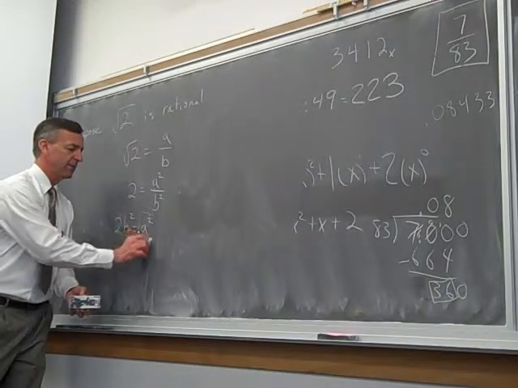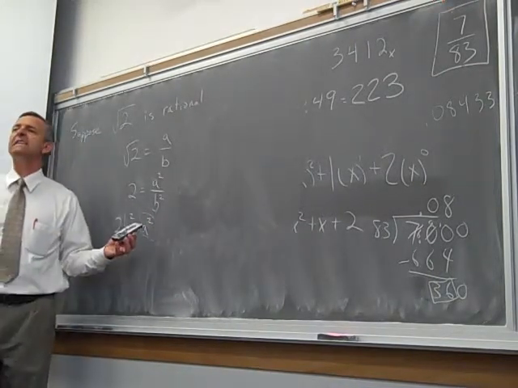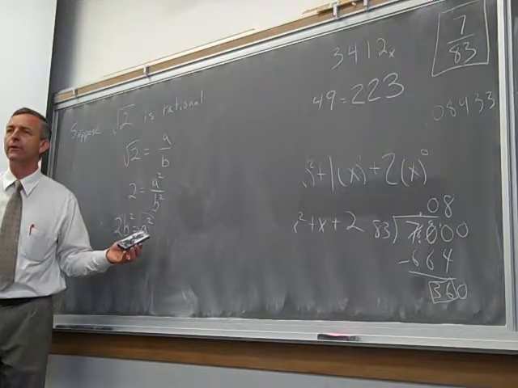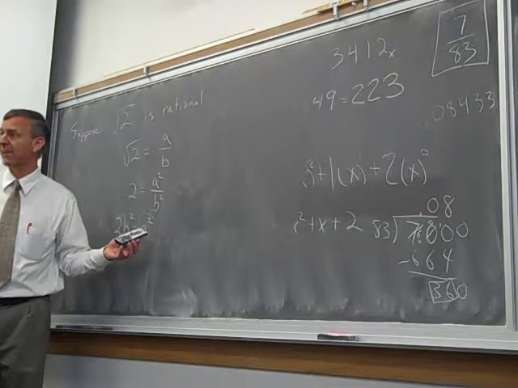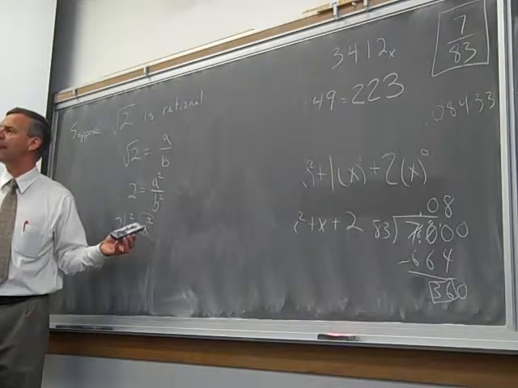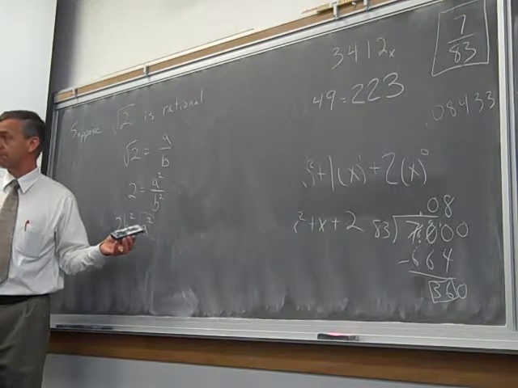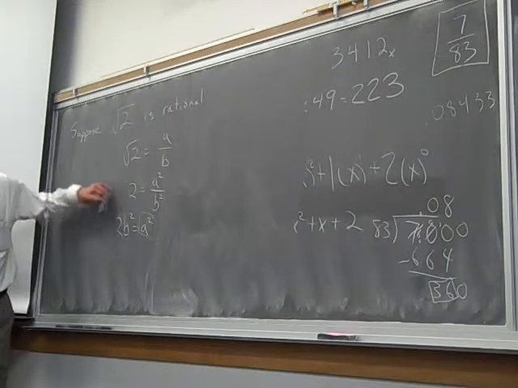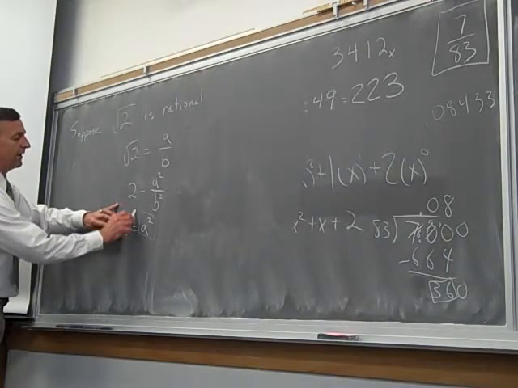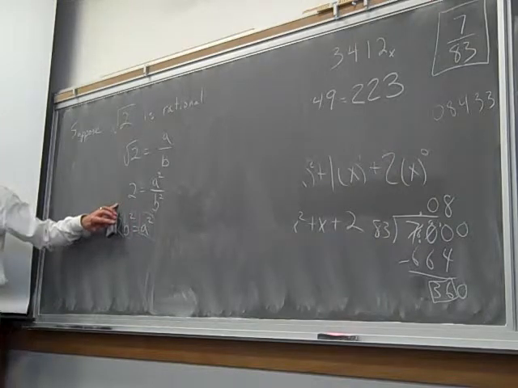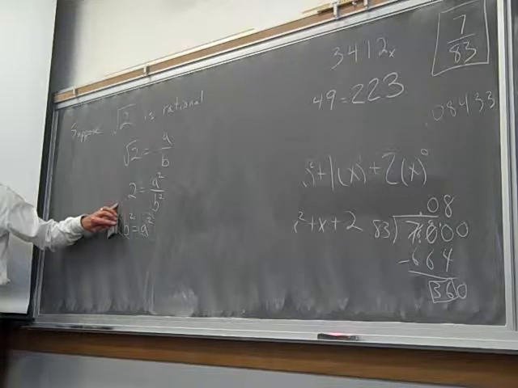Therefore, this number right here has an odd number of factors. Do you agree with me on that? Because it's a perfect square, it has to have an odd number of factors. Right? Now, I'm going to cover the 2 up for a minute. b squared is also a perfect square. Therefore, b squared would have an odd number of factors. Correct?